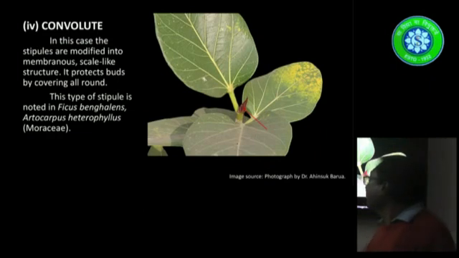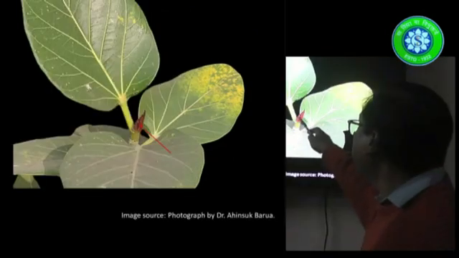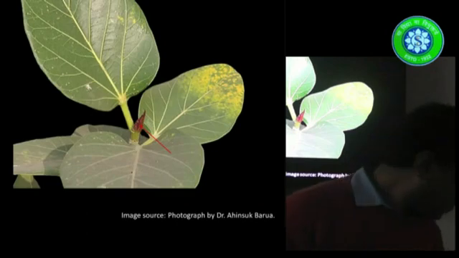The fourth is the convolute type. In this case, the stipules are modified into membranous scale-like structures. It protects buds by covering all around. This type of stipule is noted in Ficus benghalensis, Artocarpus heterophyllus of the Moraceae family. Here the stipule, you can see, is formed and enveloped around the apical bud of this ficus plant.